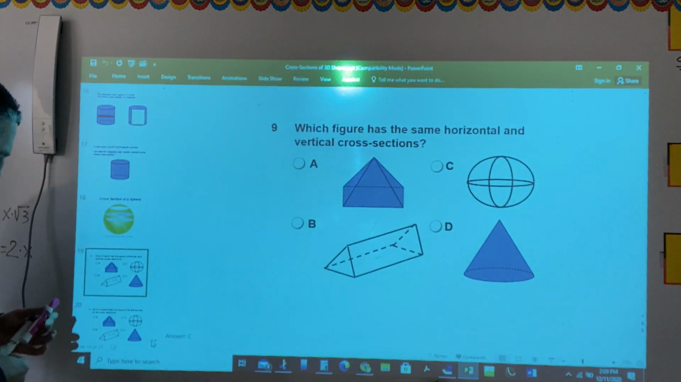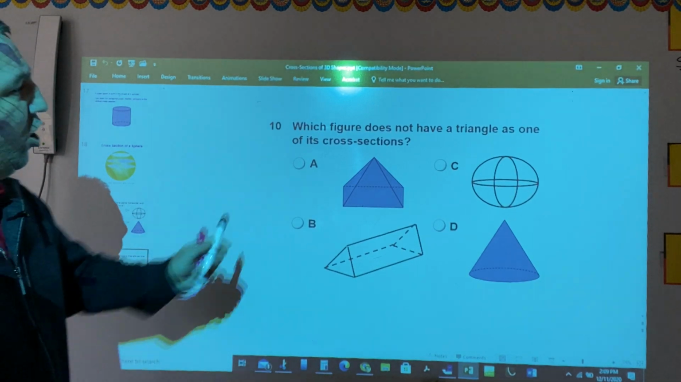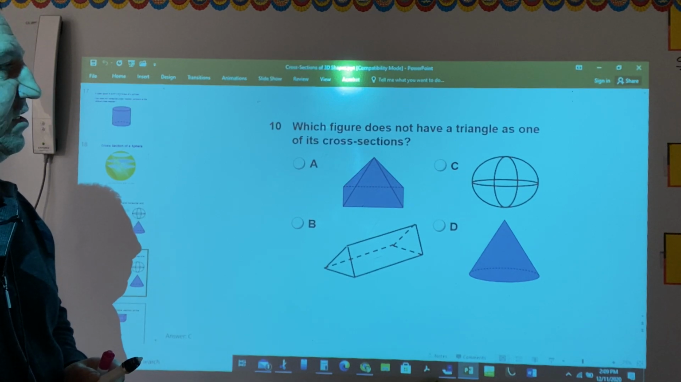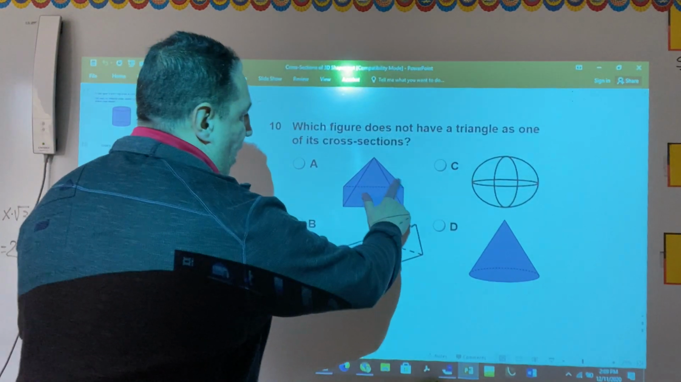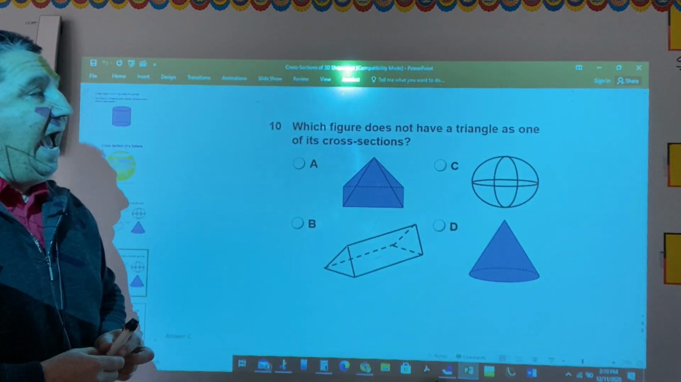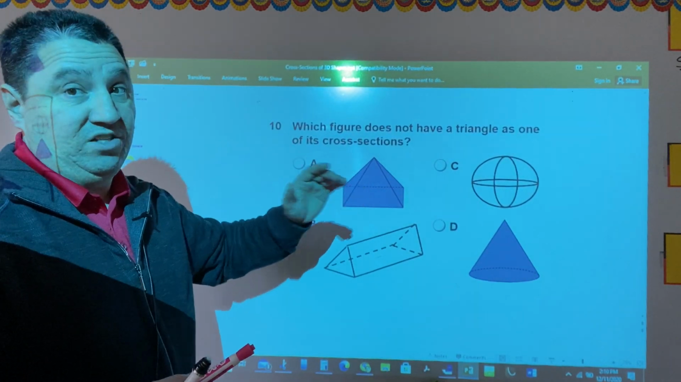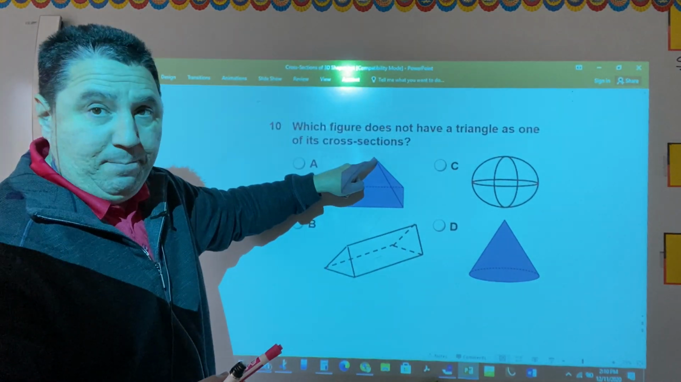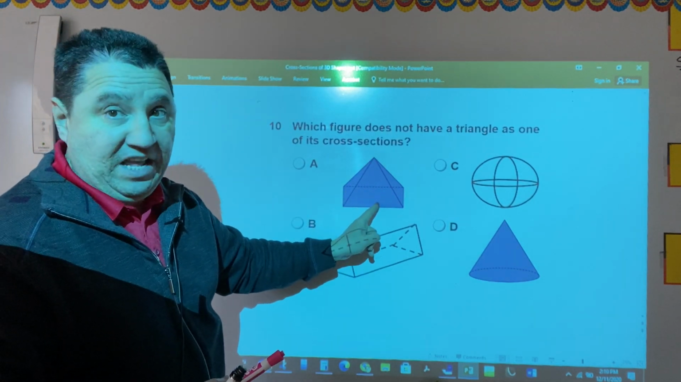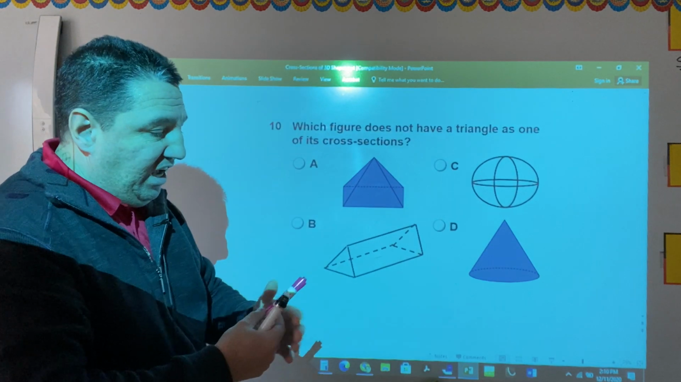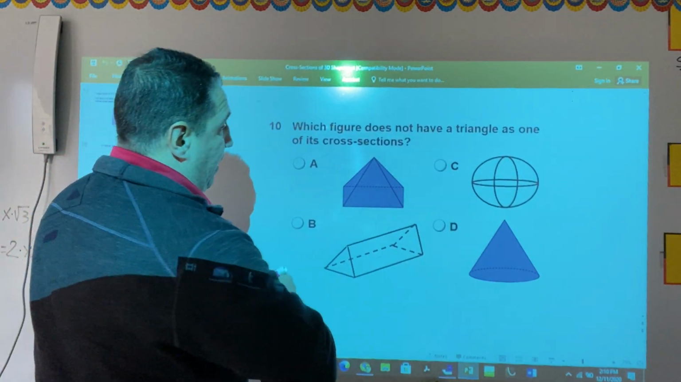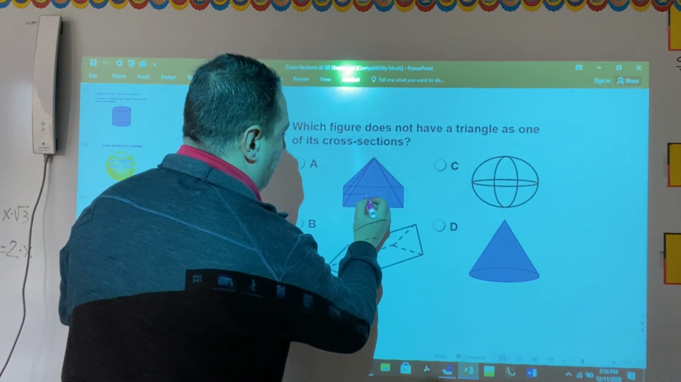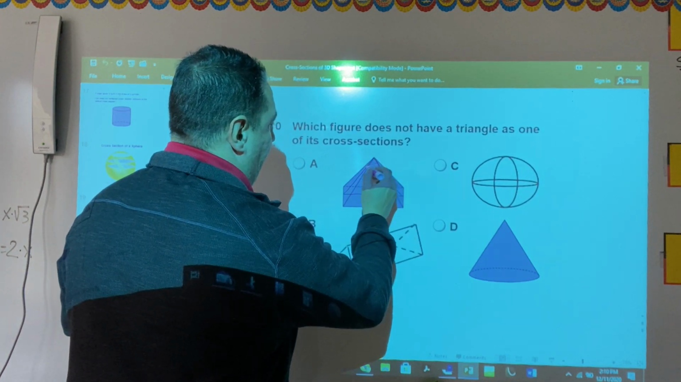Another example. Which figure does not have a triangle as one of its cross sections? A has a triangle as a cross section. Why? If we cut this rectangular pyramid vertically through its apex, the resulting cross section would be a triangle.